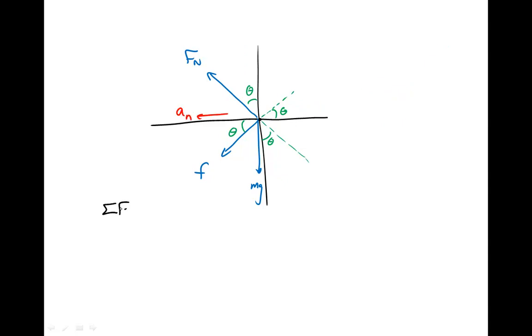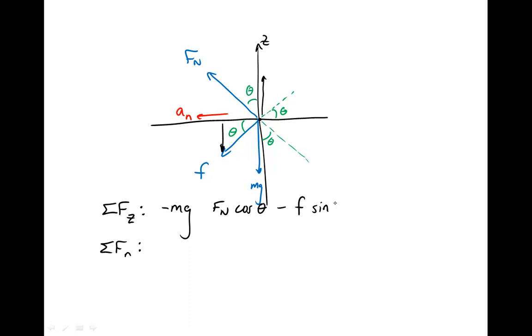So as I look at the sum of the forces, I'm going to have the sum of the forces in the z and the sum of the forces in the normal direction. In the z direction, I have minus mg. That's the easy one. Remember, this is the z direction here. Then there's a component of the normal force in this direction, the z direction, and that's going to be F normal cosine theta. And there's a component of friction in the normal direction. That's right there, and that's down, so minus F sine theta. That's going to equal 0. This is a plus sign there because the normal component is pointing up.